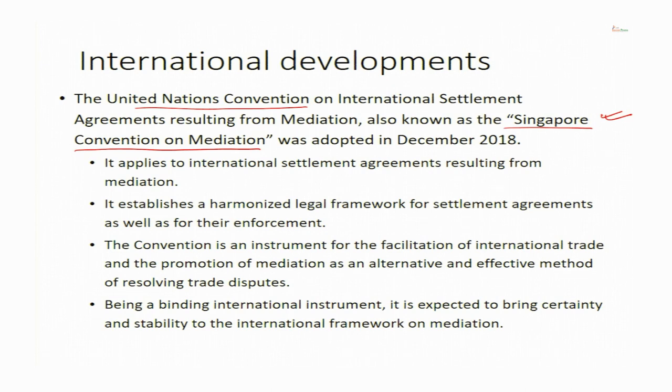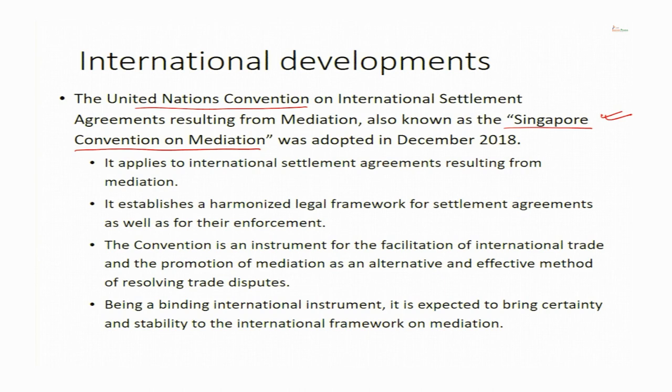We need to make a law. A municipal law has to be made. As I just said, government has started the process. The bill has been passed in one of the houses. It will very soon become a reality. Once it is passed, we may think of ratifying the Singapore Convention on Mediation.